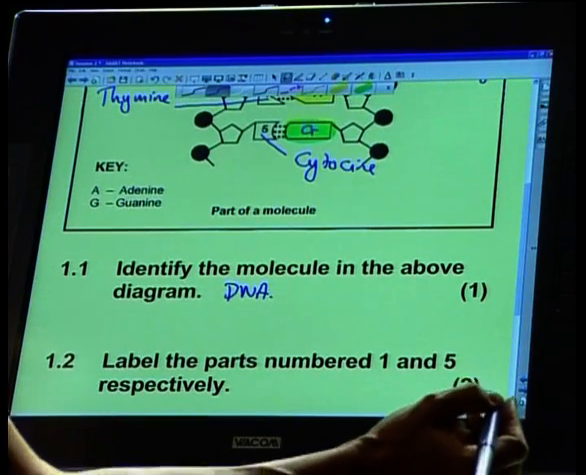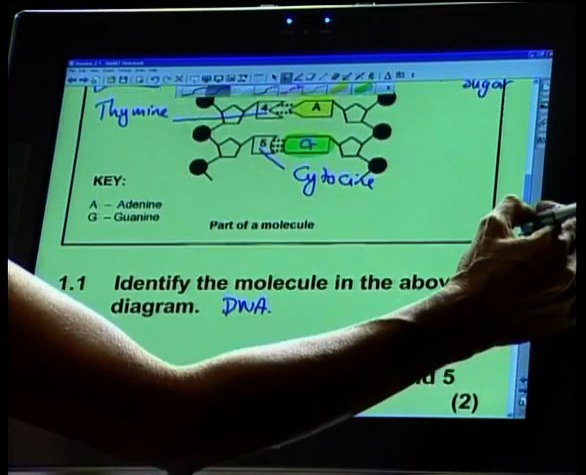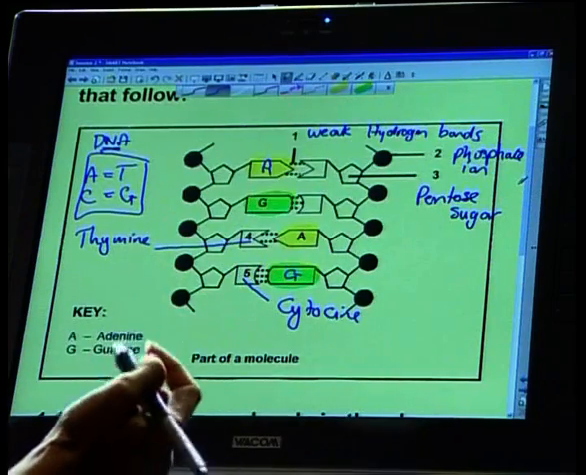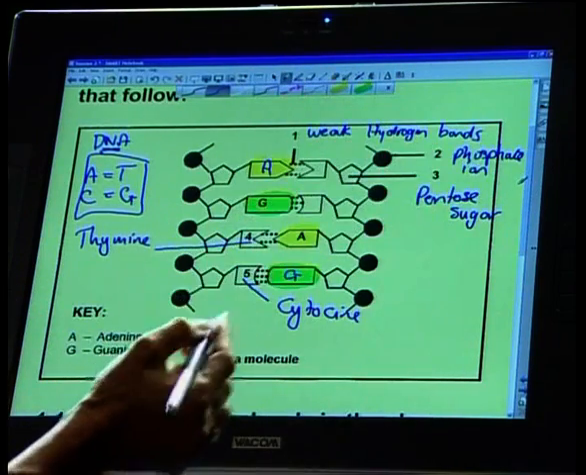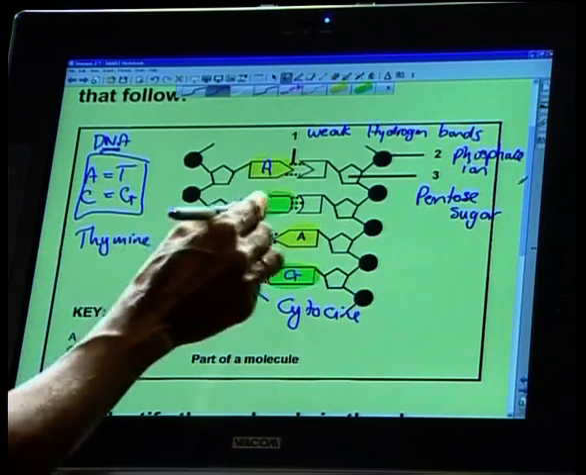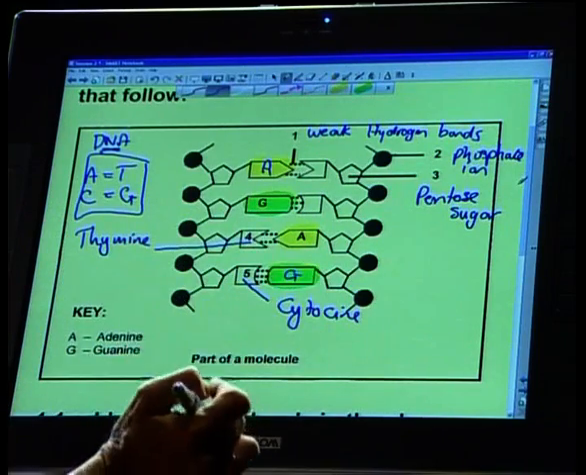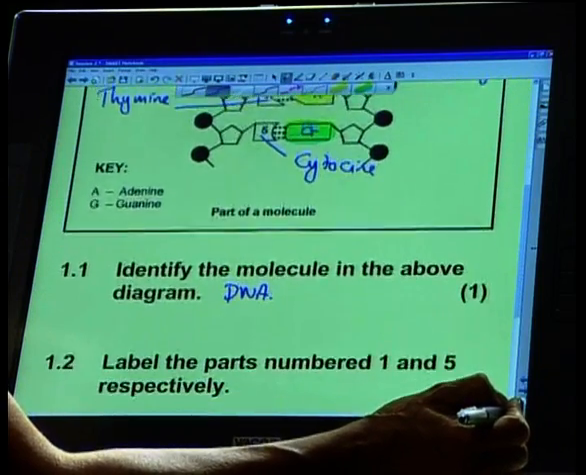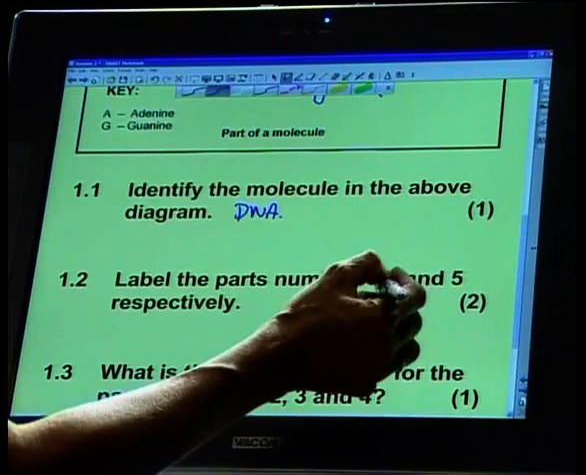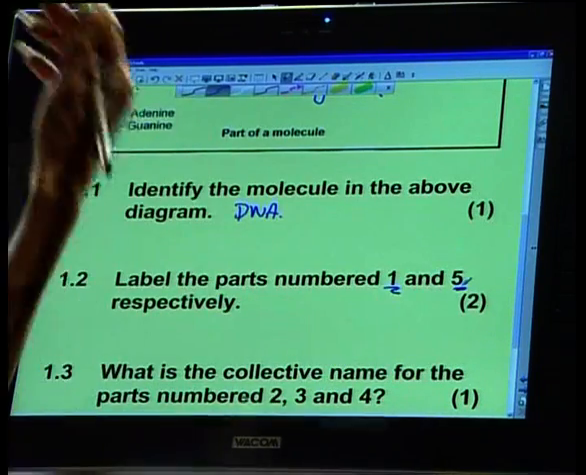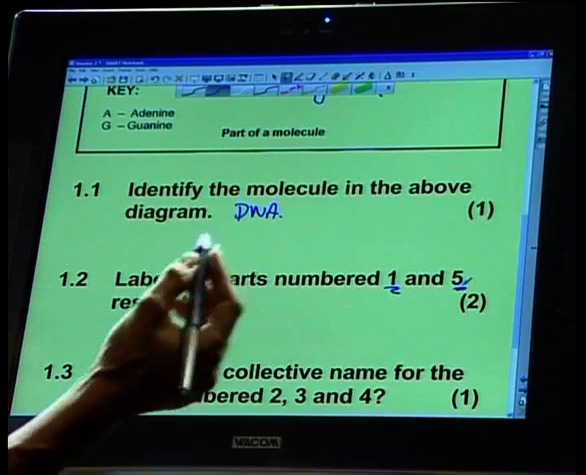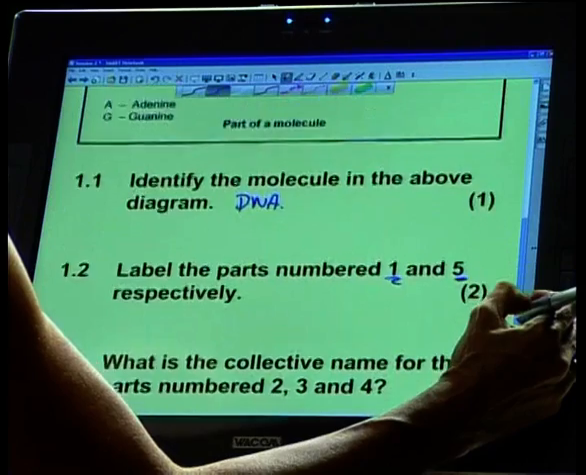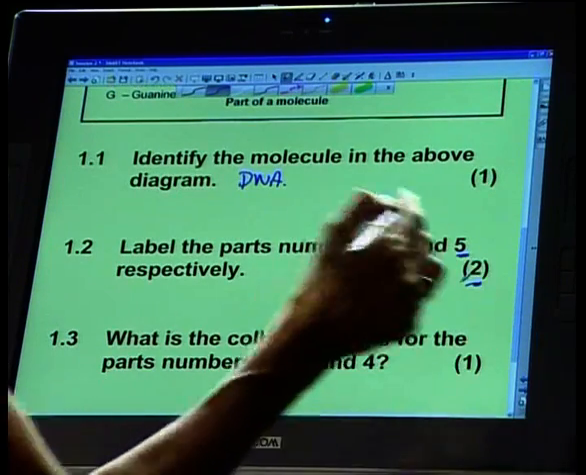Okay, label the parts 1 to 5. We've done that. Now all you do is refer to your diagram and say, right, number 1, weak hydrogen bonds. Number 2 is a phosphate ion. Number 3 is a pentose sugar. Number 4 is thymine. Number 5 is cytosine. 5 marks. Oh no, they're only giving us 1 and 5. So 1 would have been the weak hydrogen bond and 5 was cytosine. Okay, 2 marks.